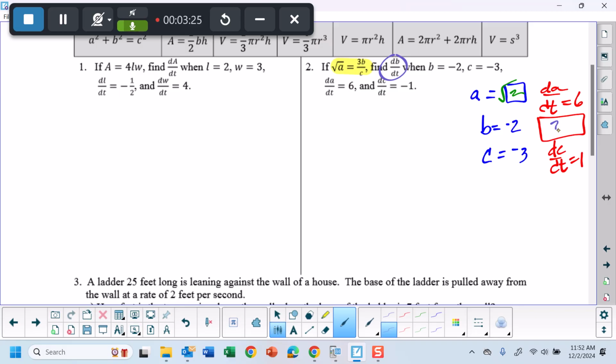Are we good with 1 and 2? Does anybody need to see them? Are we okay with those?